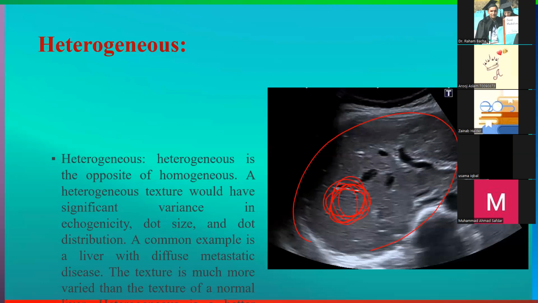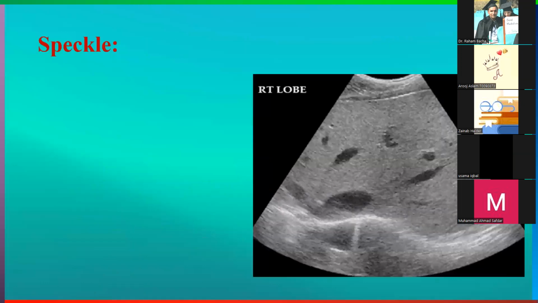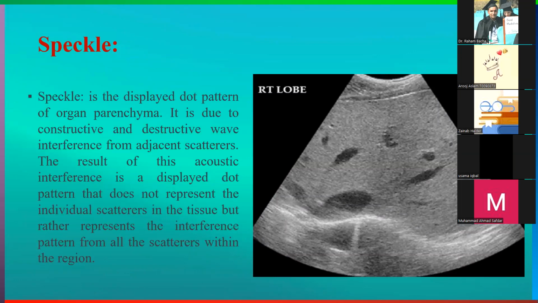Then there is a special kind of texture distribution of echoes on the display, which is called speckle pattern. By speckle pattern, I mean that if there are alternating hyperechoic and hypoechoic dots, this dotted pattern is called speckle pattern. Now you can see this.